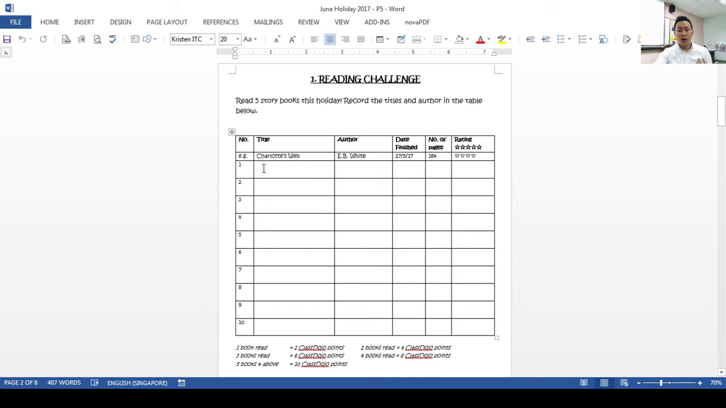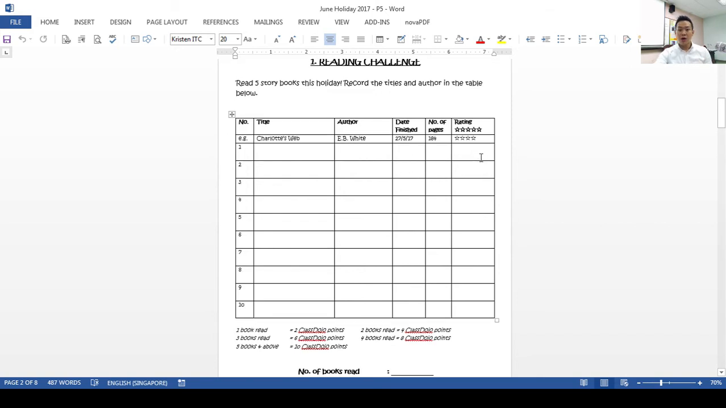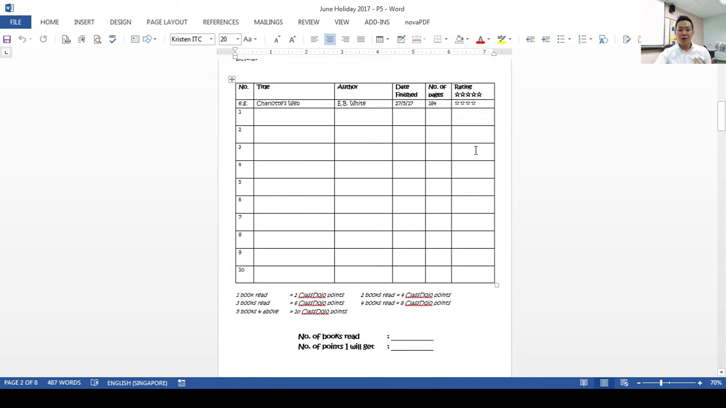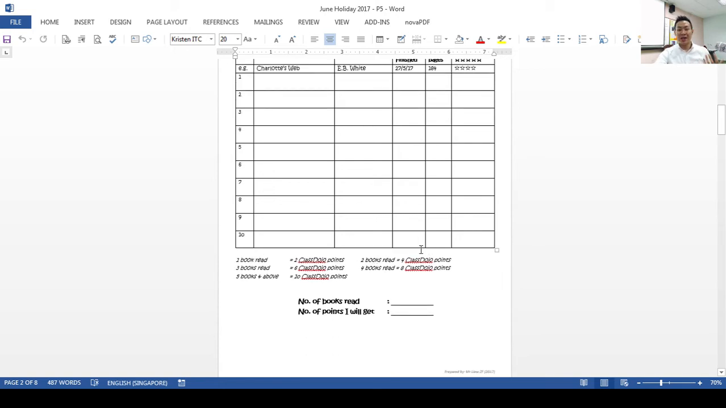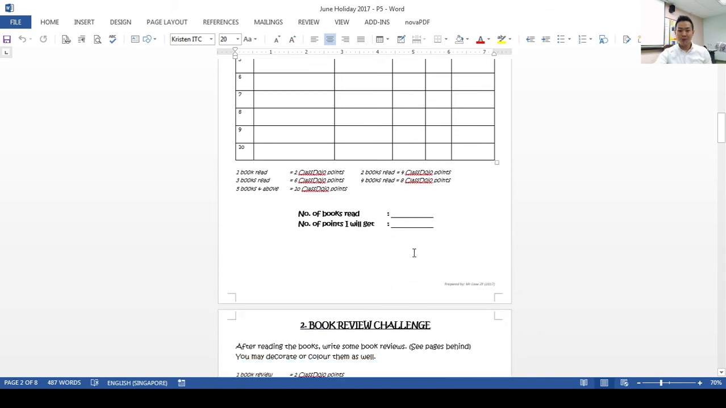Okay, so after they finish reading, they can write down the titles, the author, when they finish, the number of pages, and how they read the stories itself. Okay, so the reading challenge goes like this: for every book that they read, they get 2 Class Dojo points, up to a maximum of 10. Hopefully this is something for them to work towards, so that they can get some points when they return back to school.